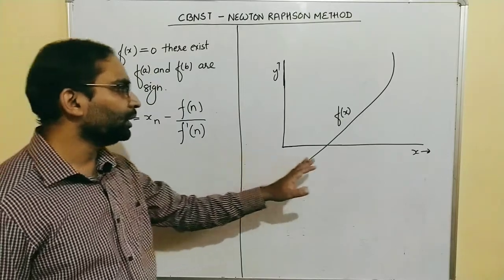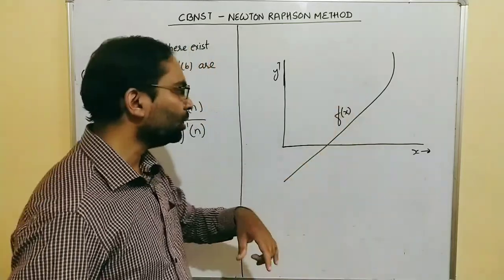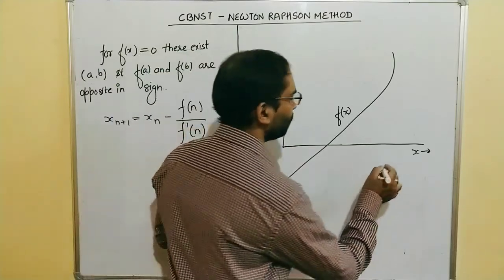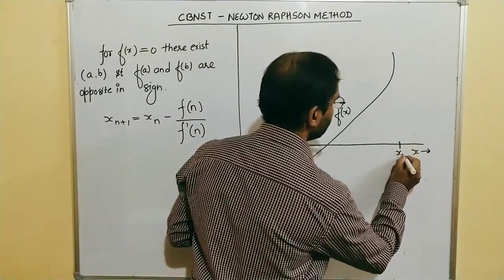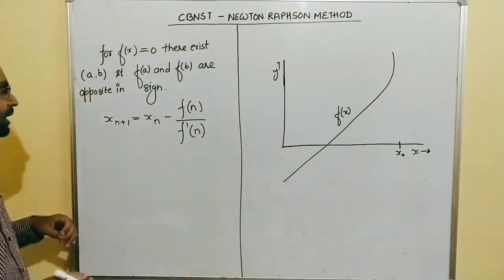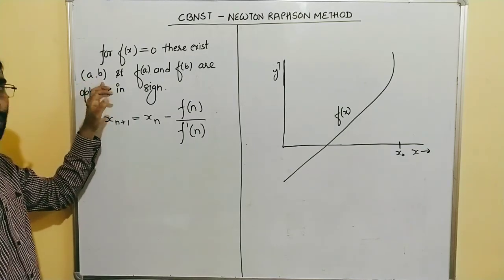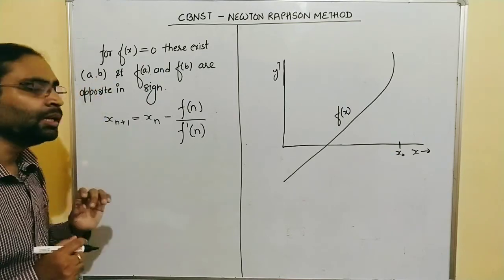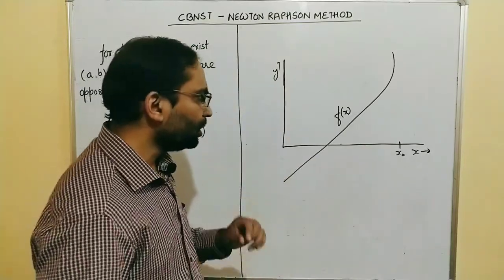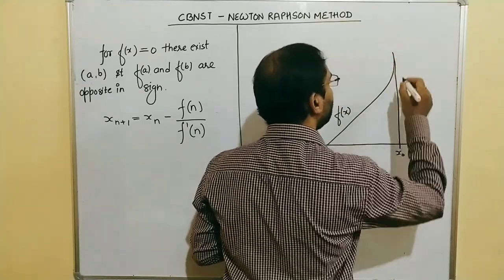Let's understand this with the geometrical concept. Let's say this is f(x), the curve representing the function. This is the x-axis and y-axis. Let us consider that we have the initial approximation, let's say x0. How can we get this initial approximation? This initial approximation can be any point in this interval a, b. This could be a, this could be b, or any point in between a and b can be considered as the initial approximation x0.